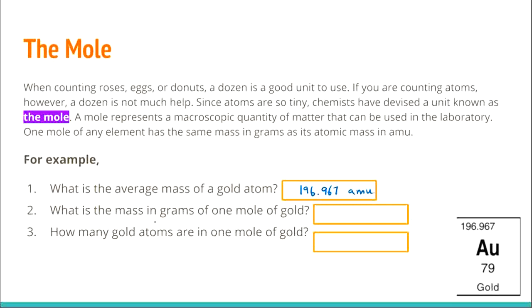but now we're talking about 1 mole of gold. We want to know what the mass is in grams of 1 mole of gold. And when we say 1 mole of gold, remember that we're talking about 6.02 times 10 to the 23 atoms of gold. That is 1 mole. So the mass is actually the same thing as the average atomic mass, 196.967 grams of gold is equal to 1 mole of gold.